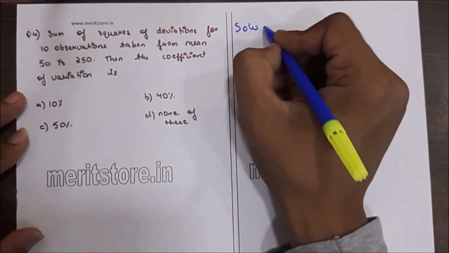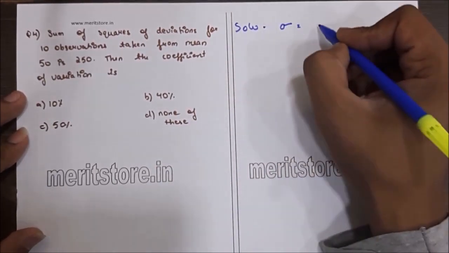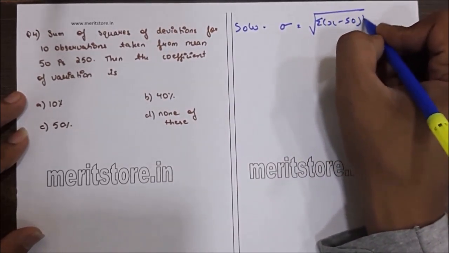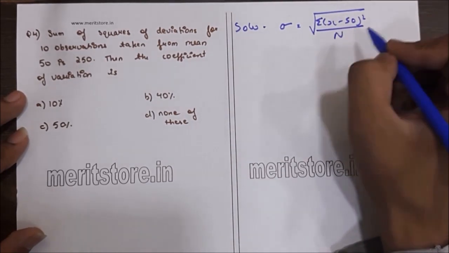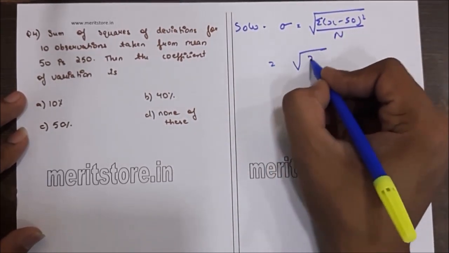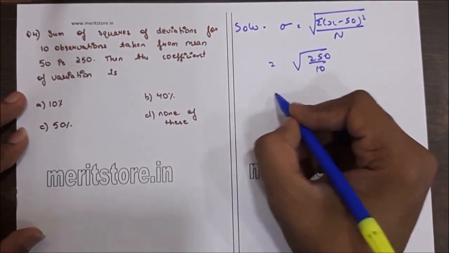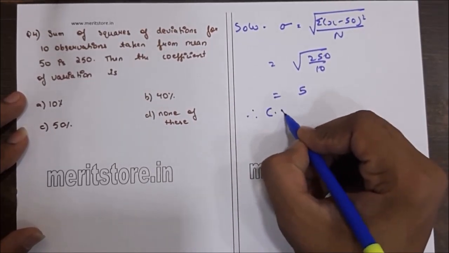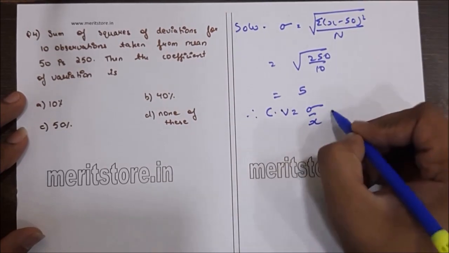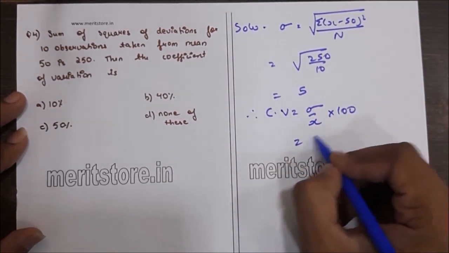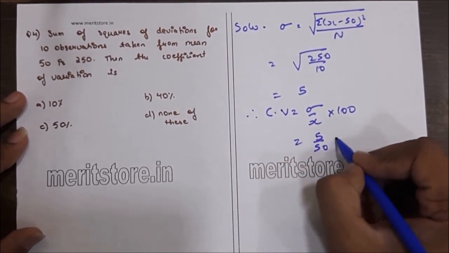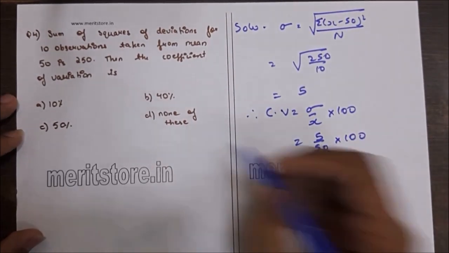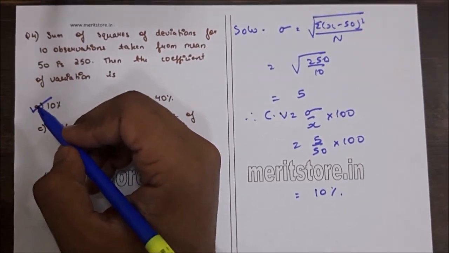The solution is, sigma is equal to root of summation x minus 50 the whole square upon n, is equal to root of 250 upon 10, is equal to 5. Therefore CV is equal to sigma upon x bar into 100, that is equal to 5 upon 50 into 100, equal to 10%. Therefore option A is correct.